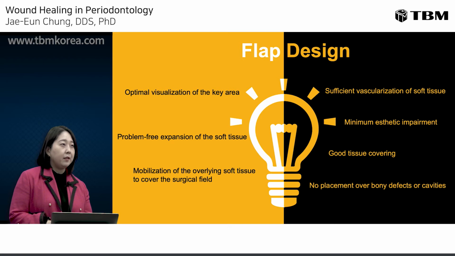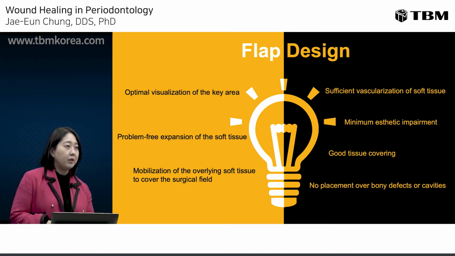First step to obtain the favorable healing is to design a flap. So good flap design can obtain a good visibility. Do not compromise the blood supply or aesthetics, especially in the interdental papilla area. The incision line should not be designed in a direction transverse to the direction of blood vessels. And good flap design also allows the passive adaptation of flaps.